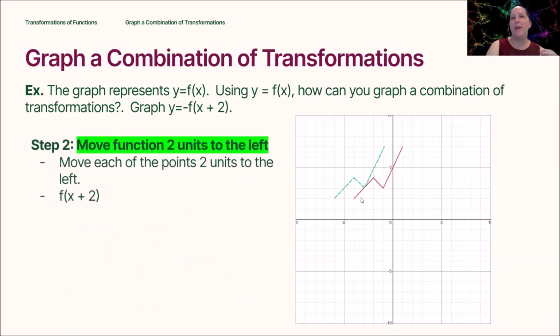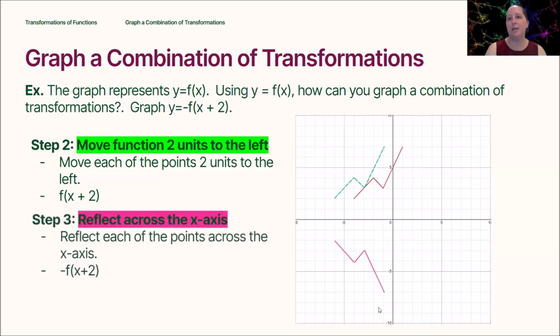I go ahead and move everything, because that was in parentheses, to the left 2 units. So from here, I went to the green, green, to the green, to the green. Then I'm going to reflect that across the x-axis, which gives me this pink down here.